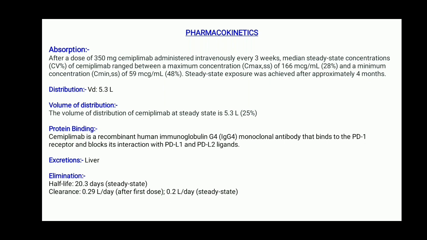Volume of distribution. The volume of distribution of cemiplimab at steady state is 5.3 liters, that is 25%. Protein binding. Cemiplimab is a recombinant human immunoglobulin G4, that is IgG4 monoclonal antibody, that binds to the PD-1 receptor and blocks its interaction with PD-L1 and PD-L2 ligands. Excretion through liver. Elimination. Half-life is 20.3 days at steady state. Clearance is 0.29 liter per day after the first dose and 0.2 liter per day after steady state.